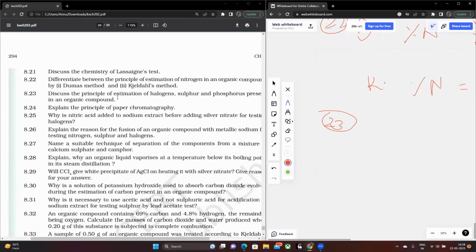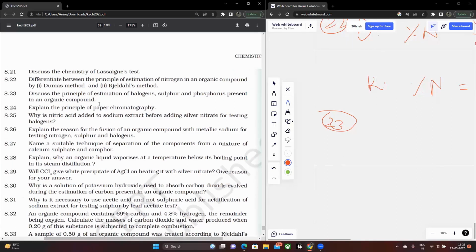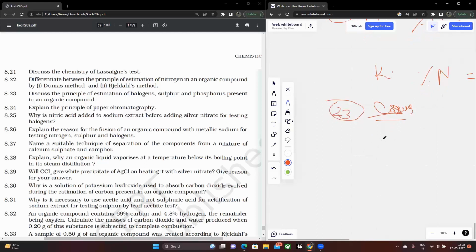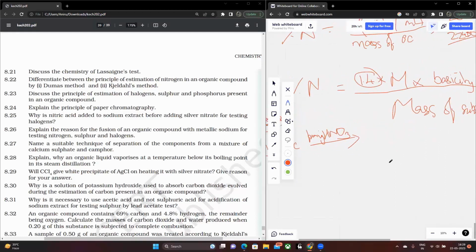Question number 23. Discuss the principle of estimation of halogen, sulfur, phosphorus present in an organic compound. Halogens and sulfur are basically estimated through the Carius method. In Carius method, basically what you do is for halogens, you react the given organic compound with an excess of fuming HNO3. Fuming HNO3, that is fresh concentrated nitric acid.